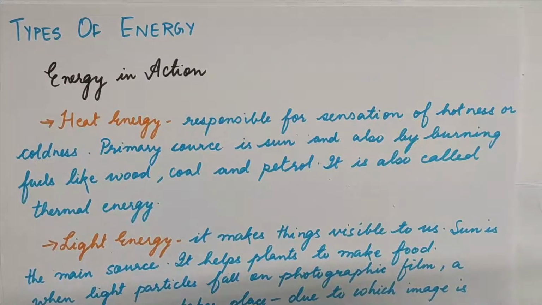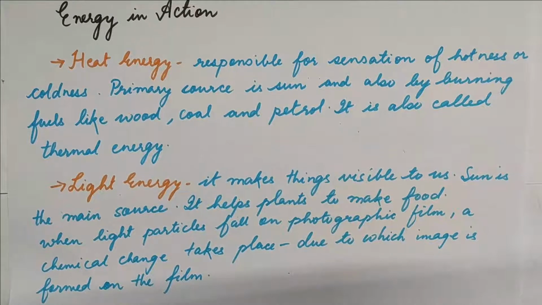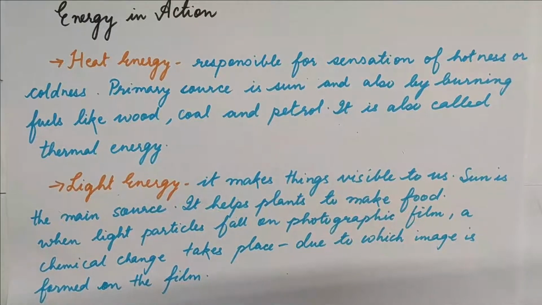Then we move on to light energy. So light energy is the energy that helps us to see things around us. So it is obviously a form of energy. And the main source again of this energy is the sun. The other sources, artificial sources, can be the candle, bulb, tube light, etc.